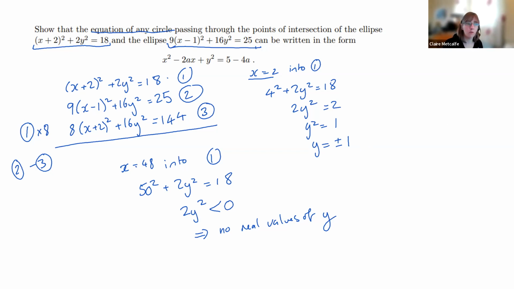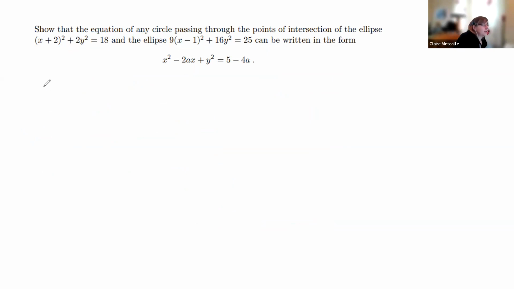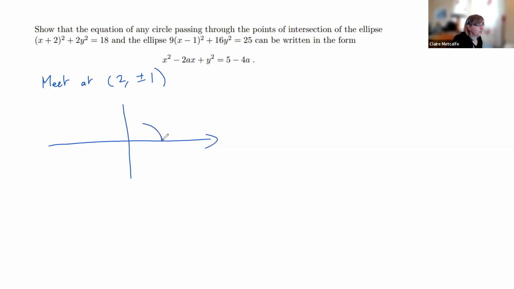So I'm just going to clear all of those. So they meet at (2, plus or minus 1). Okay, so what this means is if we have a couple of ellipses, which look perhaps something like this and this, then they're meeting here and here. And now we need to try and work out the equation of the circle that goes through these points. So at this point, we can actually now just completely ignore the ellipses.